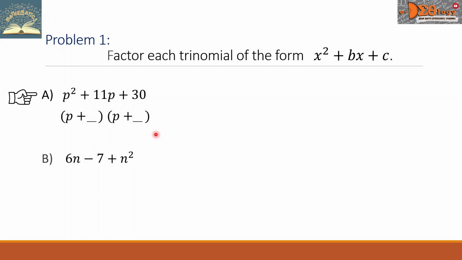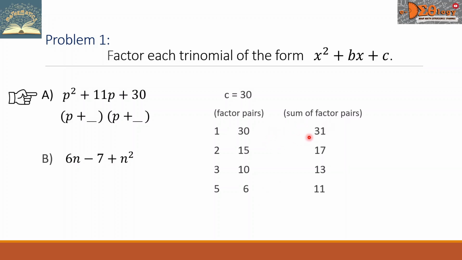So let's begin with our process. First, we identify c, the constant, to be 30. And then, we are going to write the factor pairs for this number 30. Since the middle term is positive, we will only consider positive numbers. So we have 1 and 30, 2 and 15, 3 and 10, 5 and 6. And in the next column, we're going to add the factors respectively. So we have 31, 17, 13, 11 respectively.